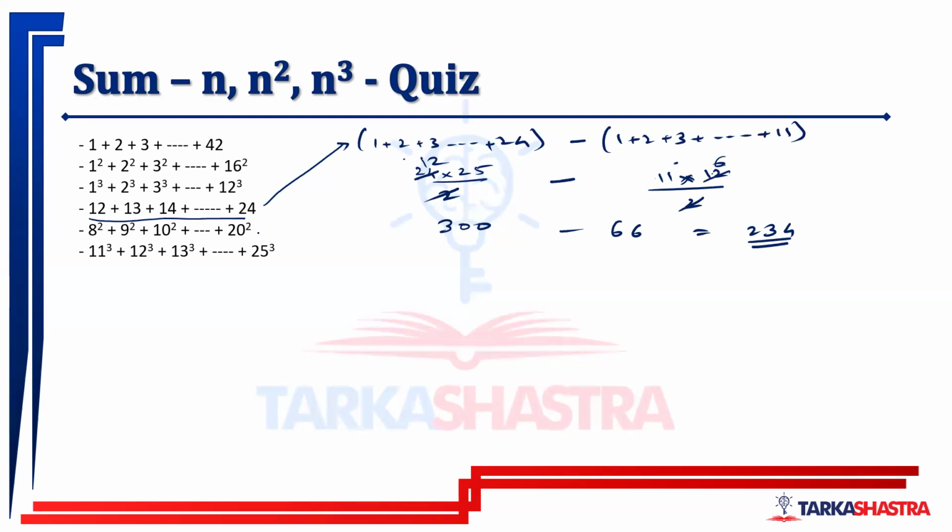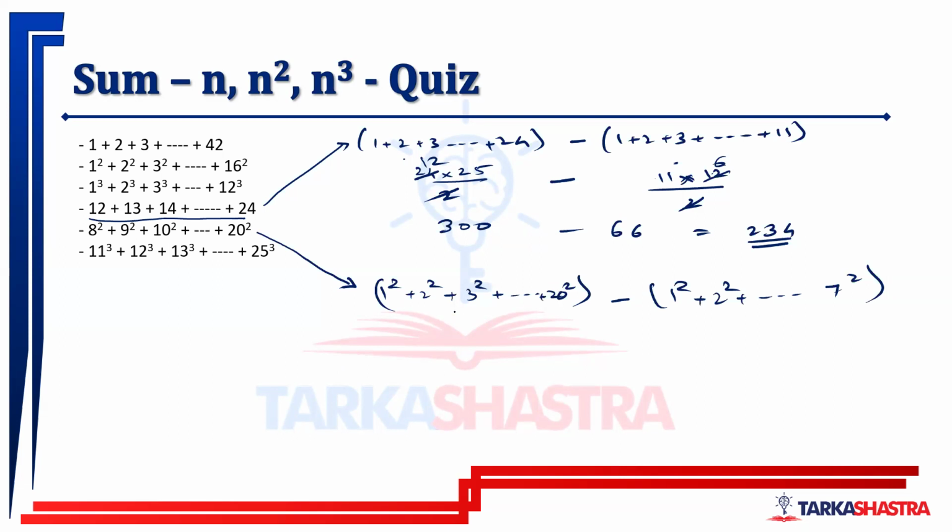Okay. Now I hope that you must have understood this. Again, pause the video and try to solve this fifth and sixth question. So 8 square plus 9 square plus 10 square up to 20 square. How will I do it? 1 square plus 2 square plus 3 square up to 20 square, minus 1 square plus 2 square up to 7 square. What I have done, I have eliminated 1 square, 2 square, 3 square up to 7 square. What will I get? 8 square plus 9 square plus 10 square up to 20 square. This is what I will get.